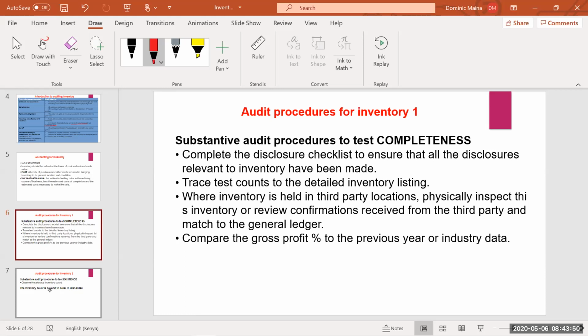So that is what you have to take note of. Have the transactions that occurred in the year all been recorded completely? Have the sales been recorded? Have the purchases been recorded? We need to ensure that that's happening. So what do you do as an auditor? One of the procedures you can carry out is to complete the disclosure checklist to ensure that all the disclosures relevant to inventory have been made.